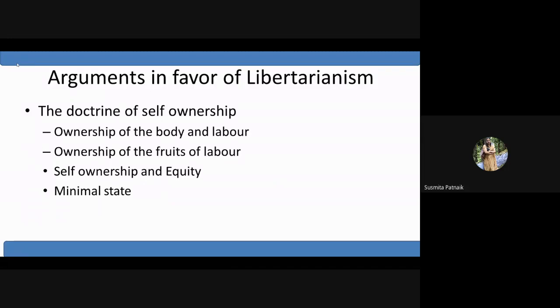Okay, so let me complete the total chapter of libertarianism. You know that Robert Nozick, who has completed the theory of entitlement, says that whatever a person produces or enjoys, he owns in such a way that it belongs to him without asking others. He says that the state has no right to take ownership of the fruits in the form of taxation.